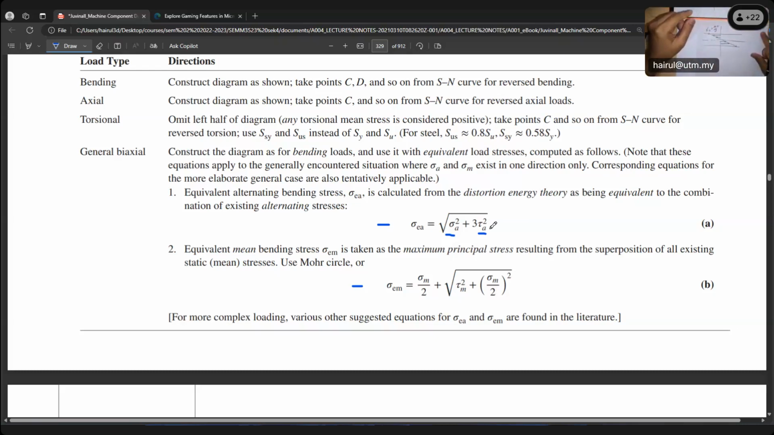It is MC over I, or 32 M over pi d cubed for a solid shaft. But in your case, if you have a notch and you have bending here, because of this fillet notch, when bending happens there, the stress distribution is not typical like this, guys. It's not like this. It is multiplied. It kind of amplifies at the notch.